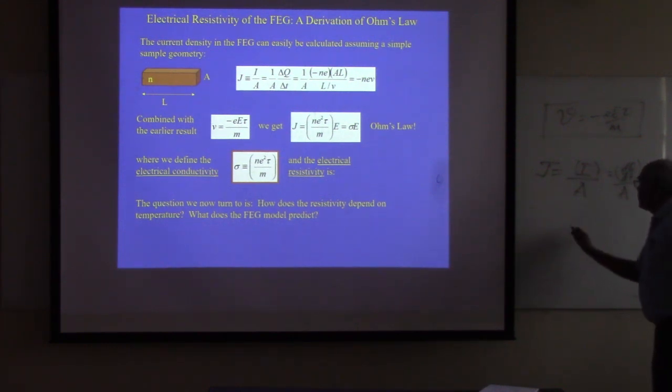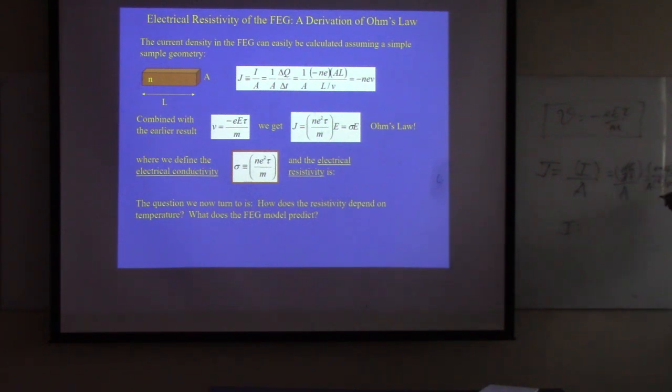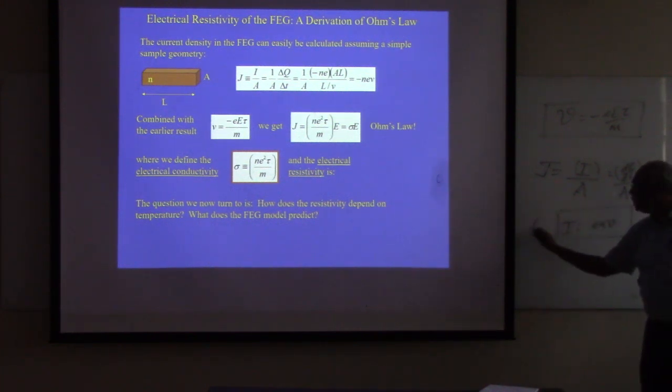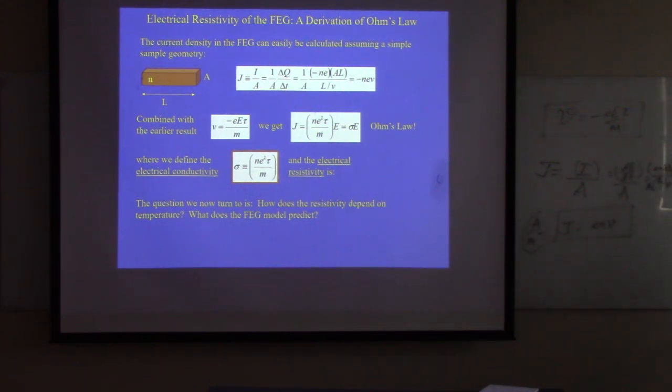So J, you can write J equals, if you do this, A and A cancel, L and L cancel, then you get E n V. That is the current density. This is also something you should remember. So charge times charge carrier density times velocity is your current density. Please remember, this is basically amperes per meter squared, right? Current density, not charge density. J means I over A. Is that clear?